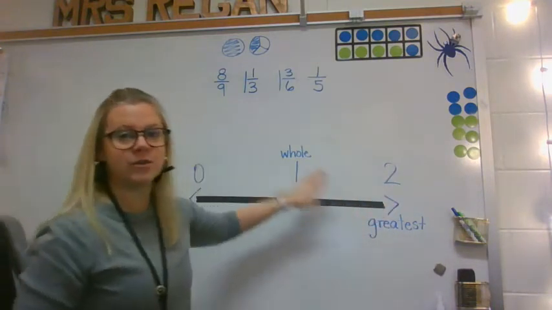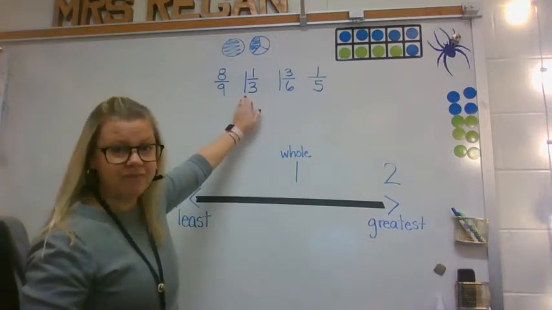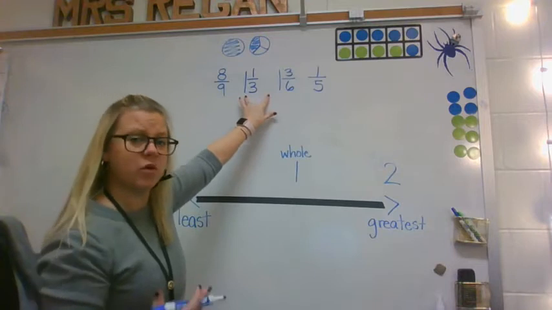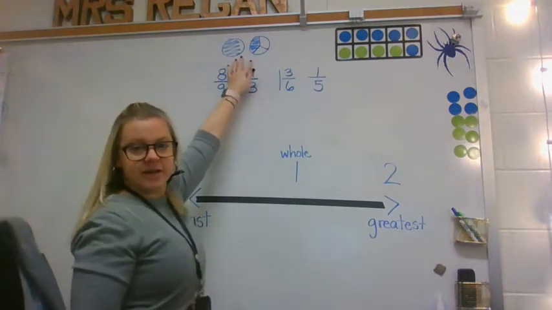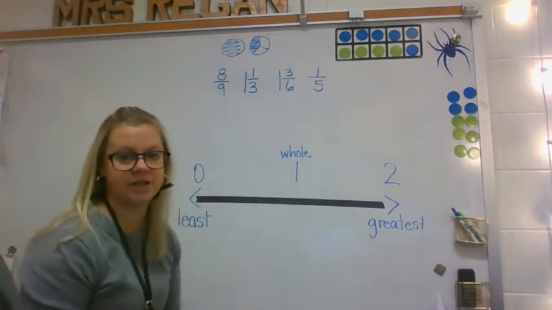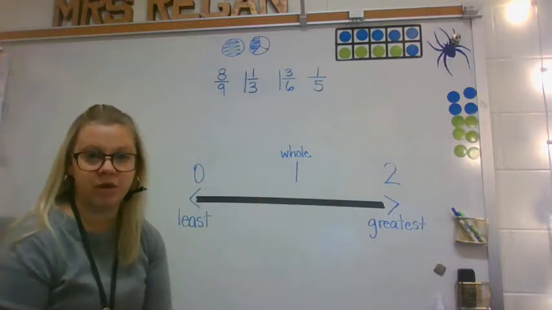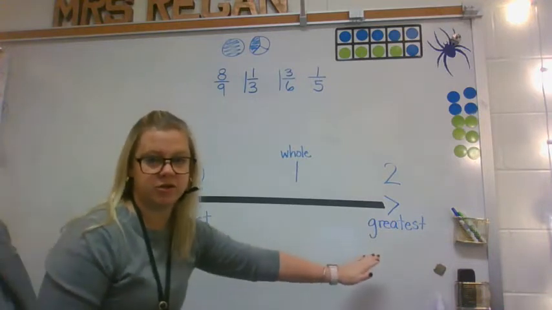2. Good. So when I have a mixed number with 1 whole here, I know that everything is going to be more than 1, but it's a little bit less than 2, right? This is a little bit less than 2. So I'm going to set up a number line between 0, 1, and 2. Then I can start thinking about putting my fractions in order from the least up to the greatest.